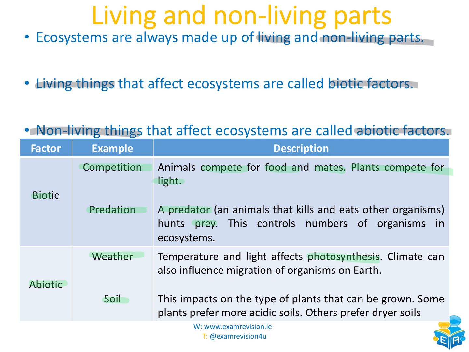Soil is another abiotic factor, and this impacts on the type of plants that can be grown. Some plants prefer more acidic soils, others prefer drier soils, but it doesn't matter if we're looking at soil pH, soil moisture content, soil temperature, or even soil type. Soil is non-living. It's still going to affect the ecosystem, so it's an abiotic factor.